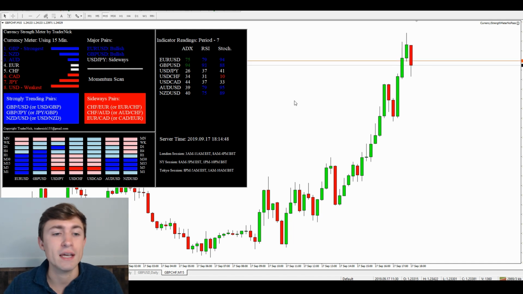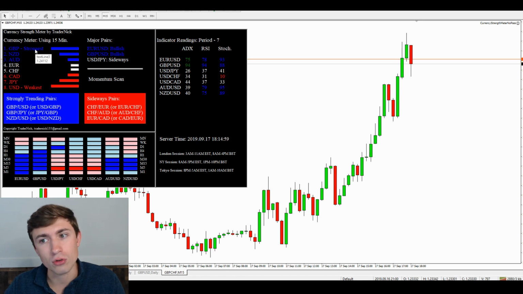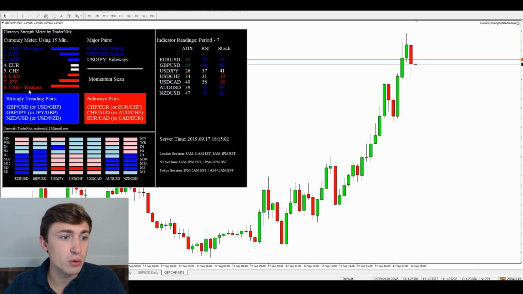I use it every single day to analyze what part of the markets are moving, right? So what you can see here is that it's showing us on the screen that GBP is currently the strongest currency. It's also showing us that USD is currently the weakest, and we're looking at the 15-minute chart.